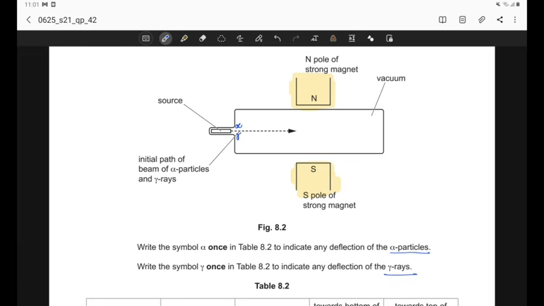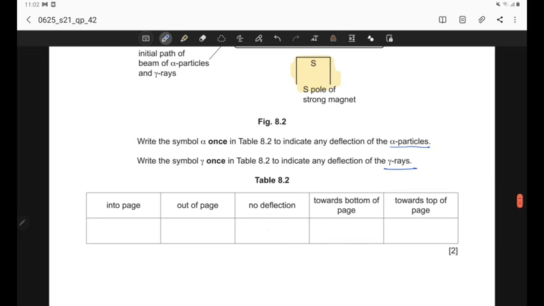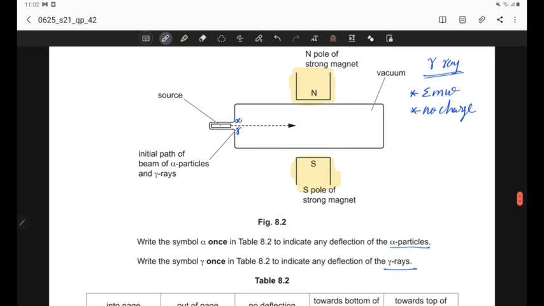So first we can look at the gamma ray. As we have already discussed, a gamma ray is an electromagnetic wave. It has no charge, so it will not deflect or deviate in any electric or magnetic field. So for gamma, again we can write no deflection. Now we can look at the alpha particle. The alpha particle is a positively charged particle and it's moving initially towards the right, but there are magnetic field lines between these magnetic poles and the field lines will always be towards the south.